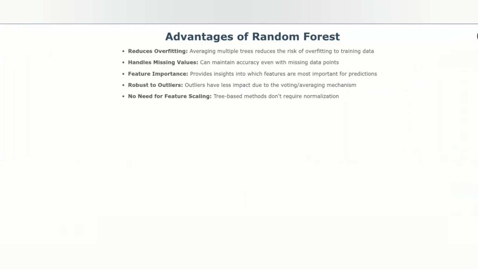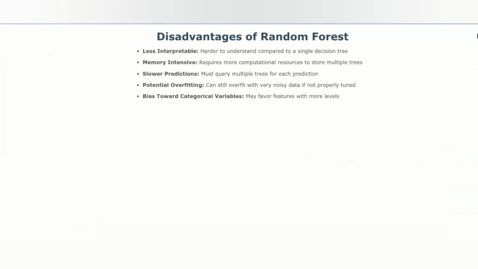And finally, it doesn't require feature scaling. Unlike algorithms like SVM or neural networks, Random Forest works well with features on different scales because decision trees naturally handle this through their splitting mechanism. Of course, no algorithm is perfect, and Random Forest has its limitations too. The biggest drawback is reduced interpretability. While a single decision tree is easy to visualize and understand, Random Forest with hundreds of trees becomes a black box. You lose the ability to easily explain why a particular prediction was made.